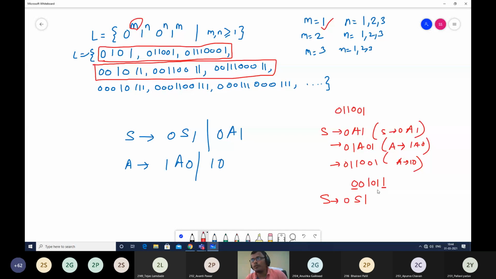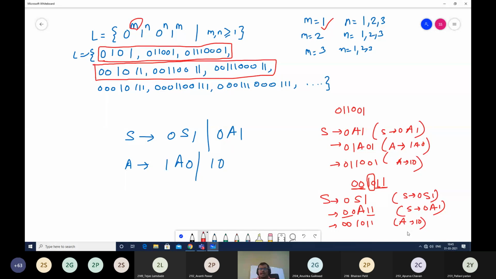Now I need one more 0 for my outside, and then I need to jump to the next non-terminal A. Correct? So the first time I'll use S gives 0S1. Next time I'll use S gives 0A1. So I'm done with two zeros and two ones. Now what is remaining inside is 1 0. So I can directly use A gives 10.